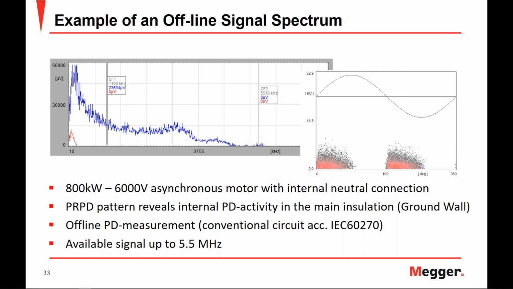Here we have an example of an offline signal spectrum on an 800 kilowatt 6,000 volt asynchronous motor with an internal neutral connection. Taking a look at the phase resolved partial discharge pattern, we can see a nice symmetrical distribution, and this tells us that the partial discharge activity is within the main insulation or the ground wall insulation.